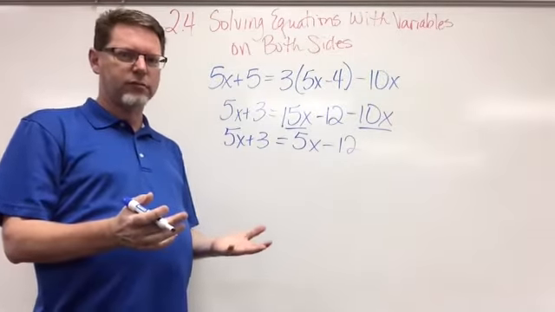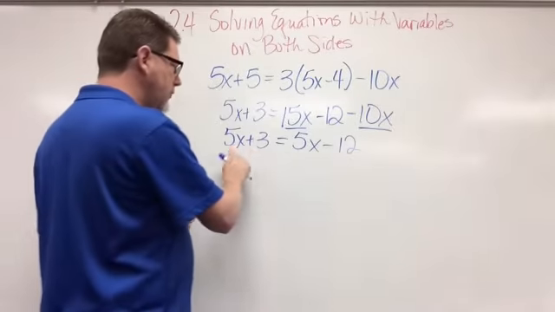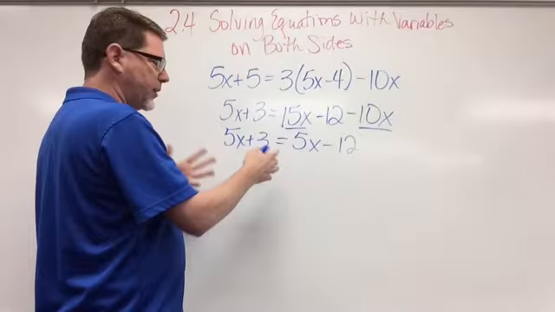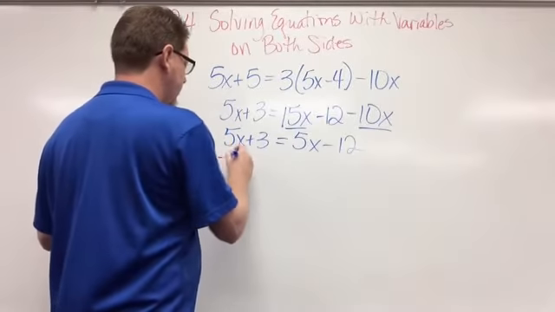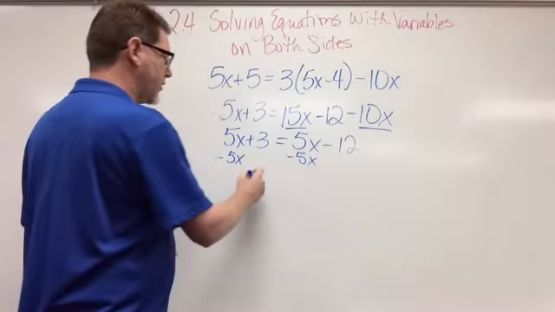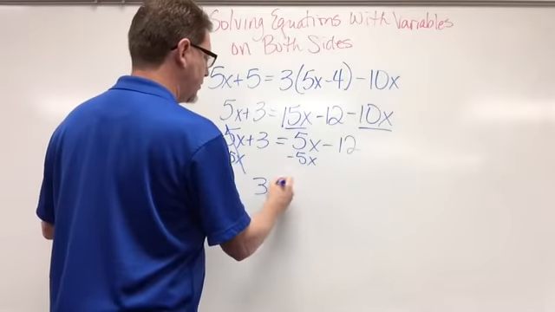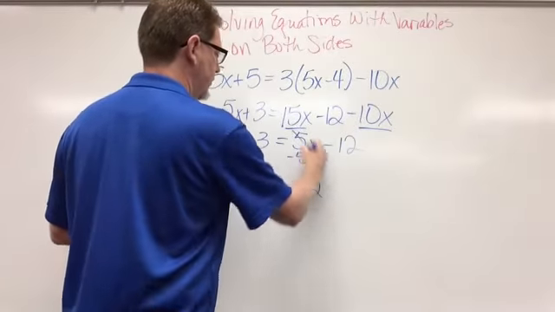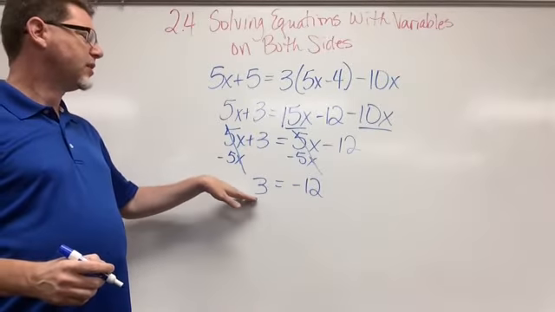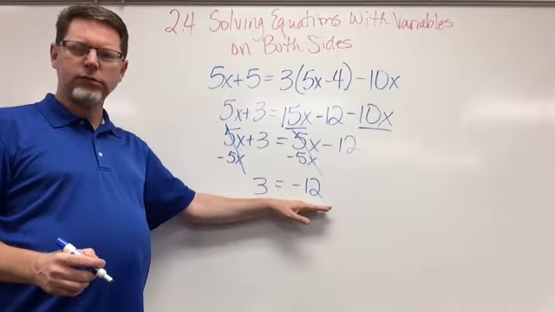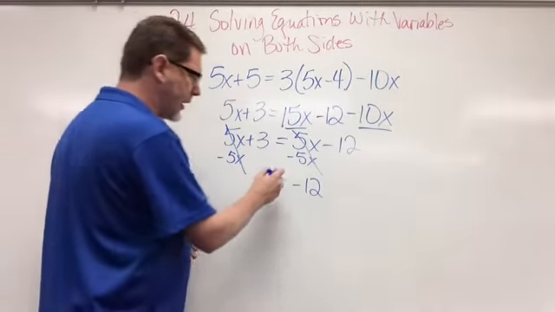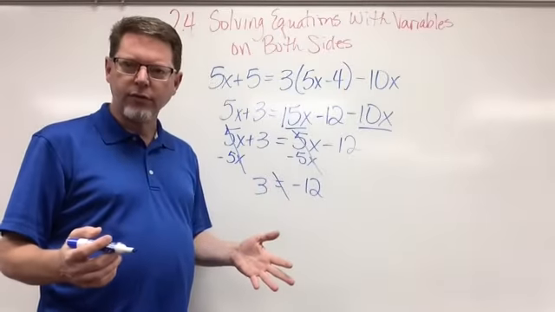Start with the smallest variable. Uh-oh. They're both the smallest variable. So pick one. They're both positive, so I'm going to subtract. So I subtract 5x from both sides. So I get 3 equals negative 12. Does 3 equal negative 12? No. 3 doesn't equal negative 12. That's a lie, and not truth.